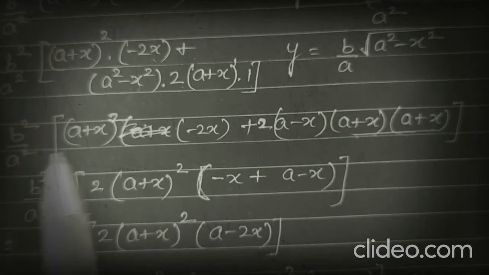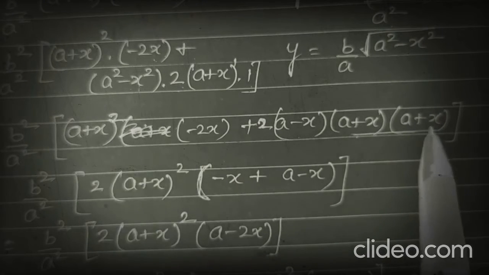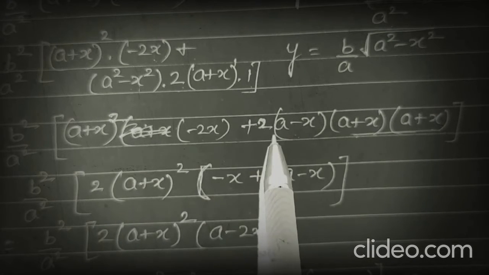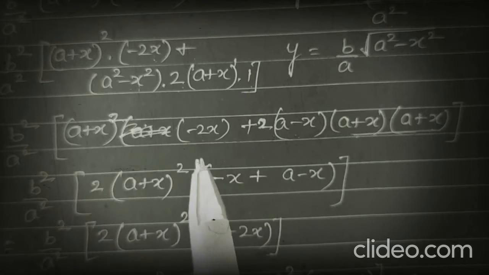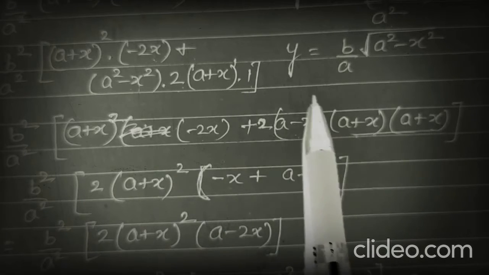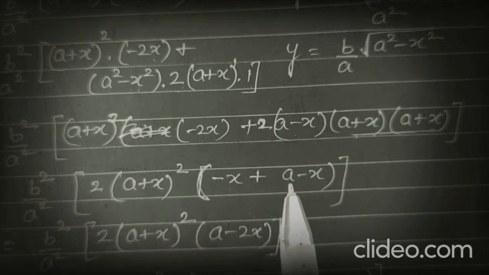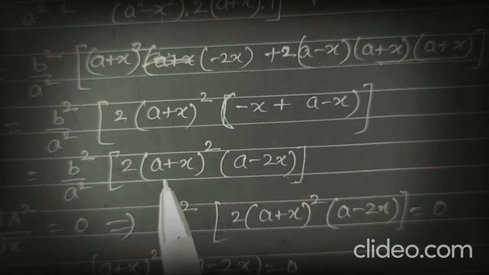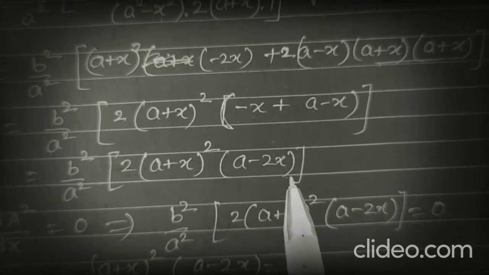Now b square upon a square, (a plus x) whole square is common from these two terms, and 2 is also common because 2 is here and 2 is here. So what is left here? Minus x, and here 2 is common, so what is left here? A minus x. So it is a minus 2x. Now the factors are 2 into (a plus x) whole square into (a minus 2x).